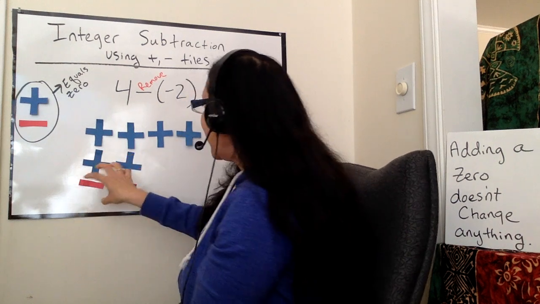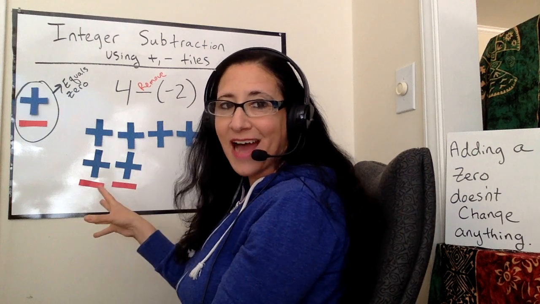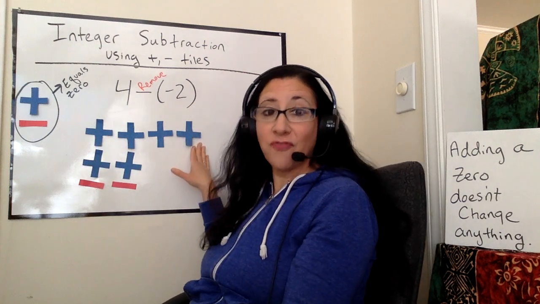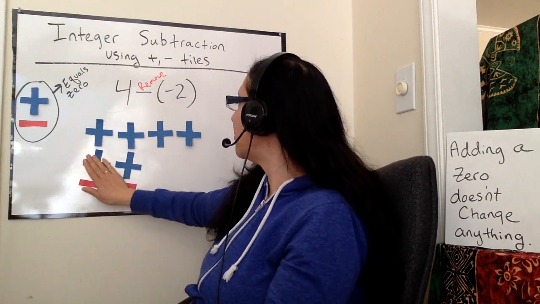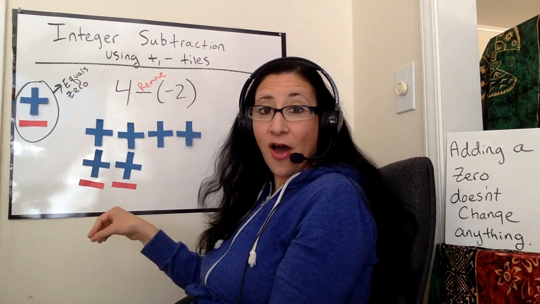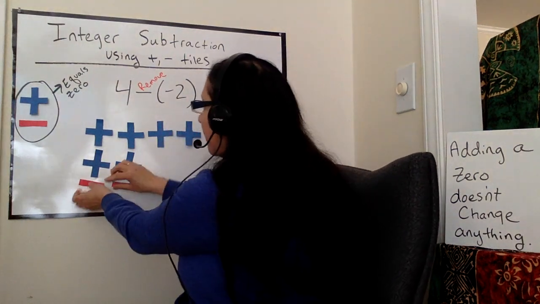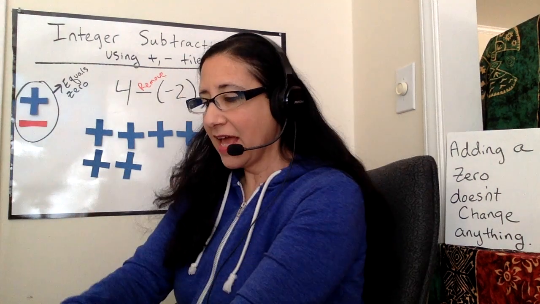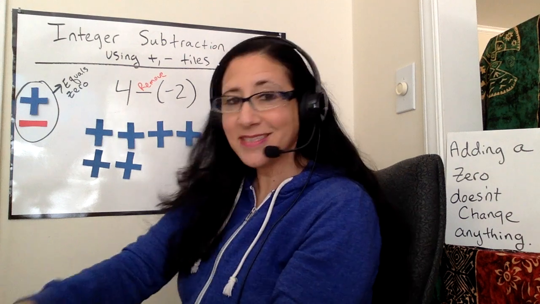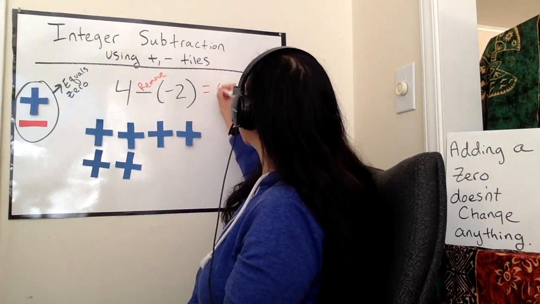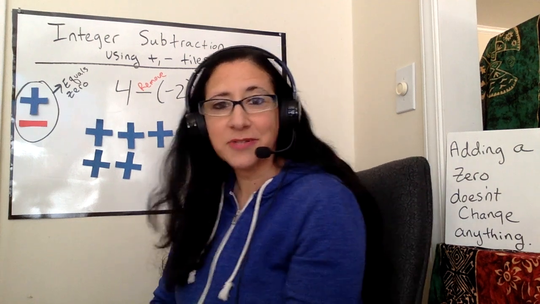Because adding in 0 pairs isn't going to change the value of what's in the tile set. This still equals 4. Okay, it's like 4 plus 0. That's still 4. So I put in 2 0 pairs. Now I have enough negatives so that I can remove the 2 negatives that are required here. Okay, and this is the answer. So 4 minus negative 2, that's positive 6. This equals 6. Okay, and that's all there is to using integer tiles for subtraction.